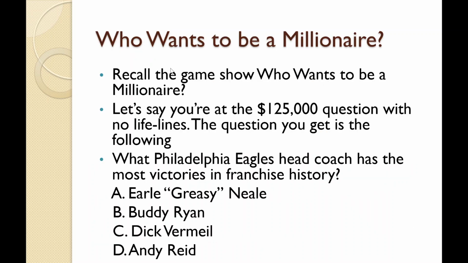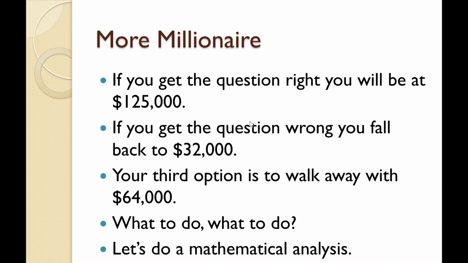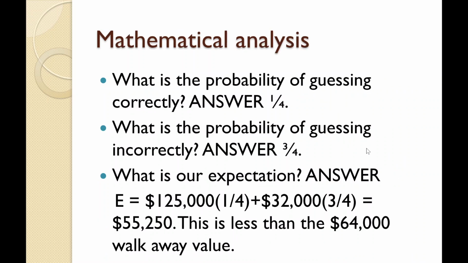Who Wants to Be a Millionaire? If you recall the game show, let's say you're on it and you have a $125,000 question with no lifelines. The question you get is the following: what Philadelphia Eagles head coach has the most victories in franchise history? And then they give you the 4 answers. If you get the question right, you'll get $125,000. If you get the question wrong, you'll fall to $32,000. And your third option is to walk away with $64,000. What would you do? Let's look at it mathematically.